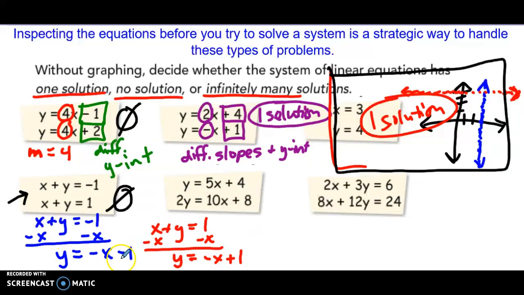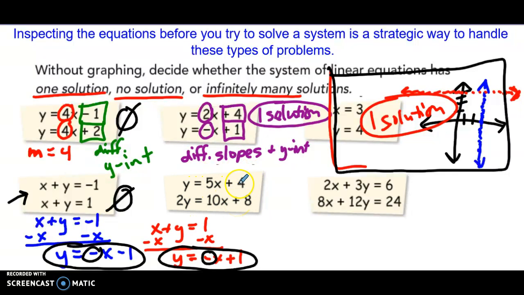So now that I can see both of these equations in slope-intercept form, I can see, all right, these have the same slope. They have a slope of -1, but they have different y-intercepts. Same slope means they're parallel. Parallel lines will never cross, so there is no solution to this one. So two ways you can see that.